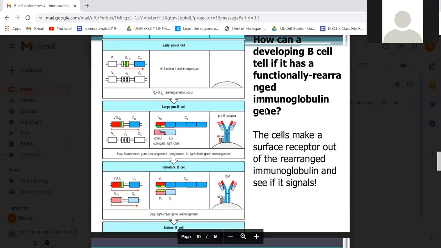Now, if you look at the early pro-B cell, we have talked about the rearrangement of the heavy chain molecules or chains. And what you see here, basically, we're talking about the VDJ chains that need to be rearranged. And this is done by the participation of RAG1 and RAG2 recombination activating genes, which are very important proteins for bringing out this rearrangement.